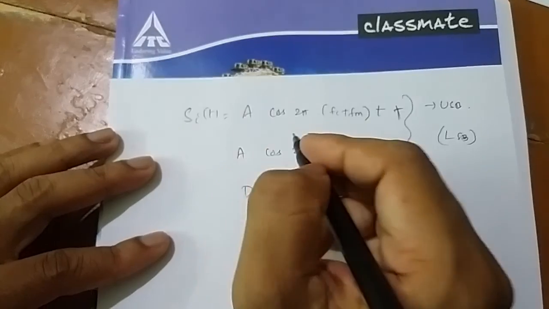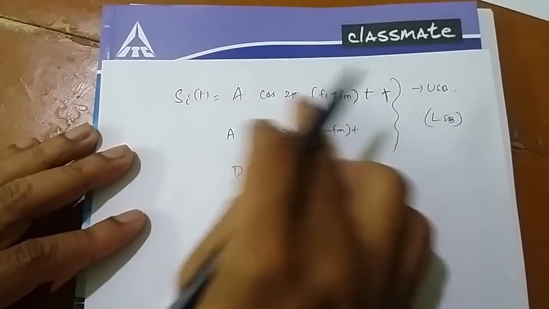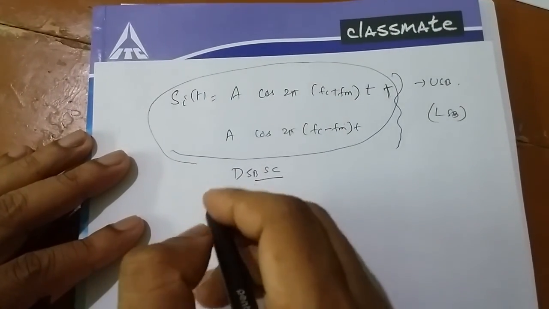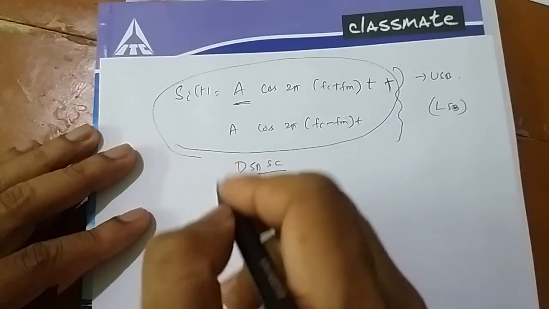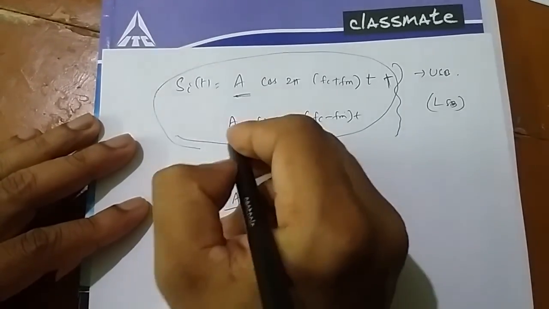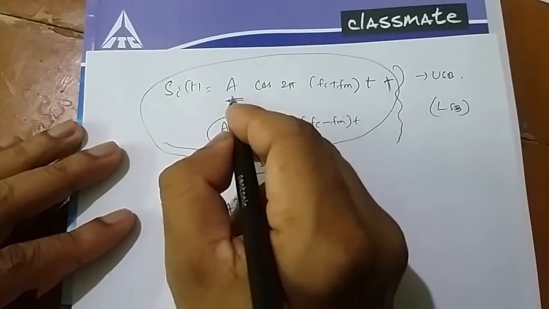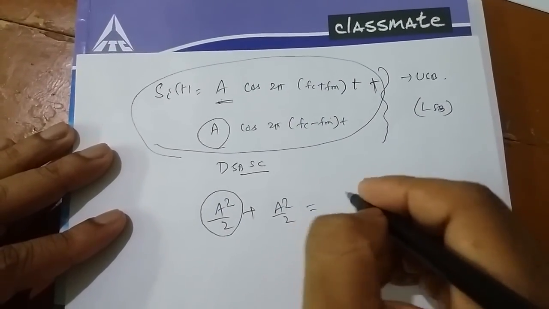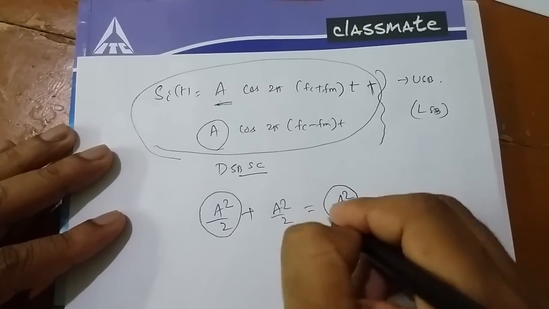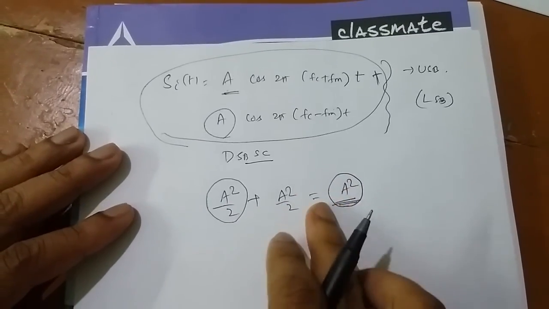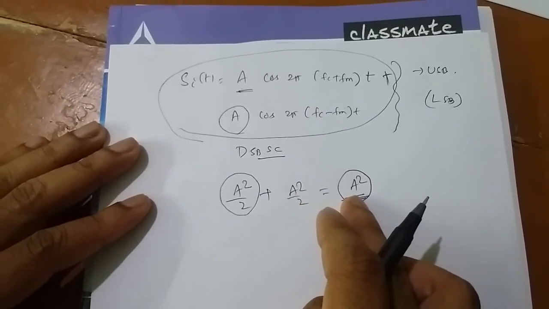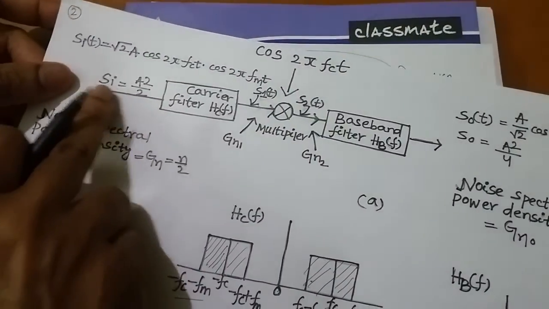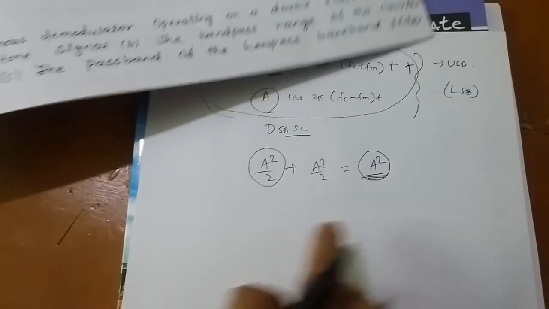But let us see what is the power here. If you take this type of expression, the total expression for double sideband, what is the total power? The power at the upper sideband is A square by 2, and for the lower sideband it is also A square by 2. So total is A square. For double sideband, the total input power is A square.